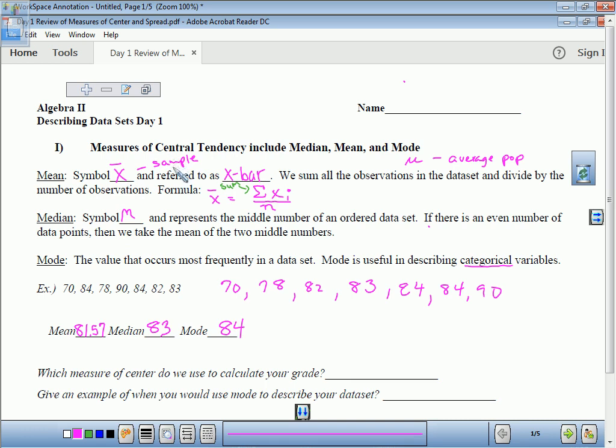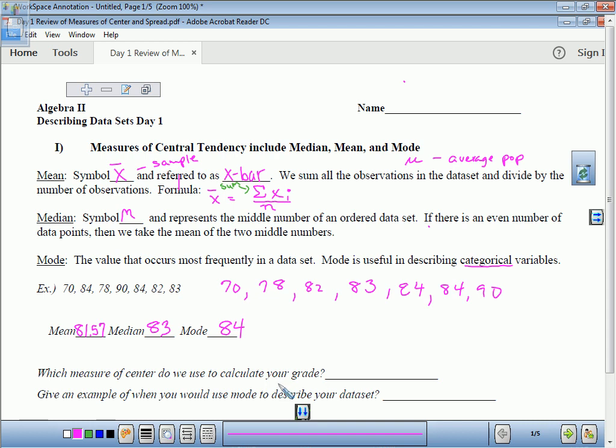Now, we call these measures of central tendency because we're describing where the center of the data tends to be. And we have different ways to describe that. That's what the mean, median, and mode are. There are 3 different ways to describe the center of the data.